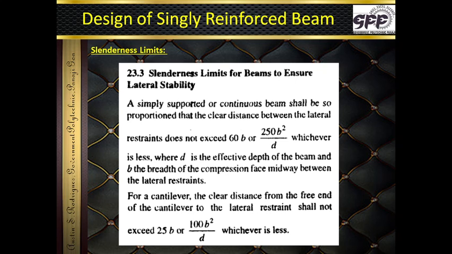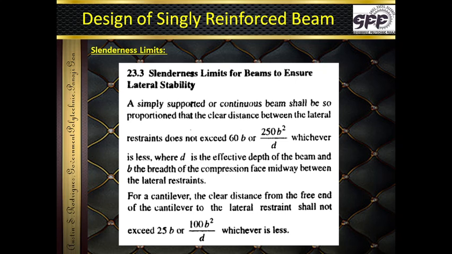Now this we need to prevent, because horizontal bending can give rise to other types of stresses. That is called lateral stability. We need to see that laterally, that is sideways, the beam is stable. Now in order to have the beam stable laterally, there is something called slenderness limit for beams. Now what does the clause say?